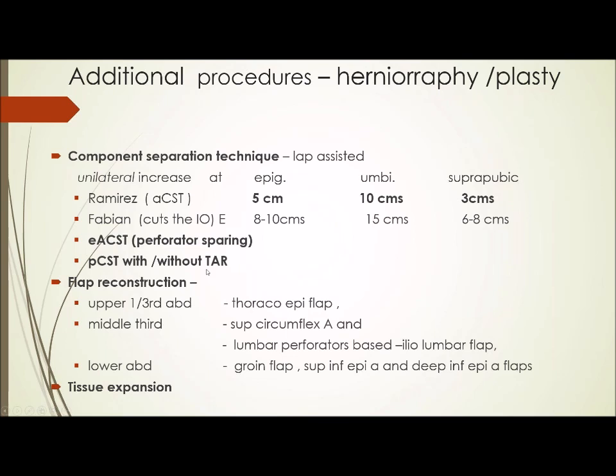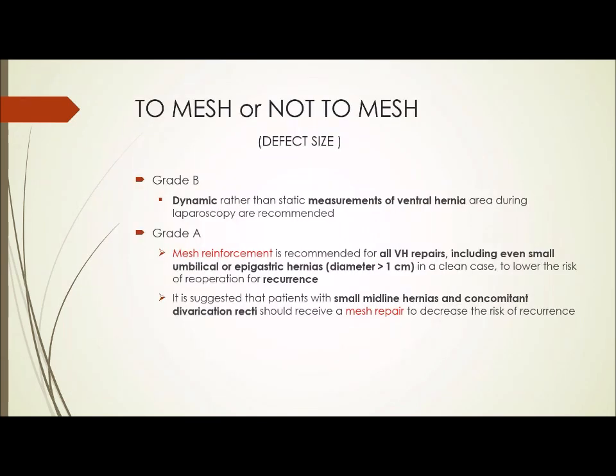In those cases where there is a very large defect, and you believe that even a CST will not be able to bridge it, you can take the help of flap reconstruction, the compound flaps, which will be musculocutaneous flaps. Here you basically have the thoracoepigastric flap, the upper third, middle third, or superior circumflex artery, or lumbar perforator based iliolumbar flap, or lower abdomen groin flap, or a superficial inferior epigastric or a deep inferior epigastric flap. These are the flaps which can be used. These are basically myocutaneous flaps, and with these you can hope to bridge these defects, or you can use a tissue expander.